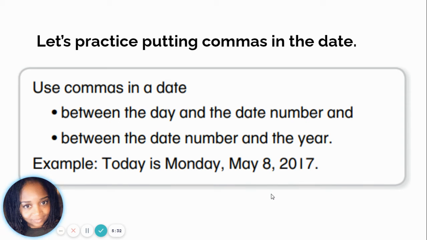So now we're going to practice putting commas in a date. So use commas in a date between the day and the date number, and between the date number and the year. For example, today is Monday, so your day of the week, you get a comma. May 8th, so after the date number, you get a comma, and you keep going. So remember, after your day of the week and after your date number, and in the year. Very good, right in between there. So you can think about it being after that number or in between the date number and the year.